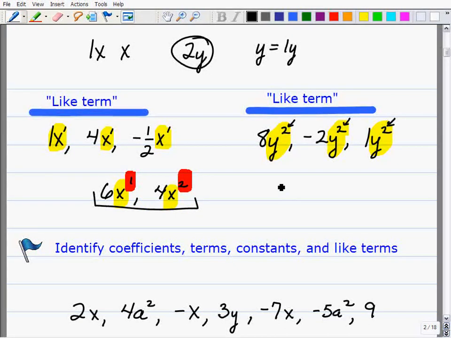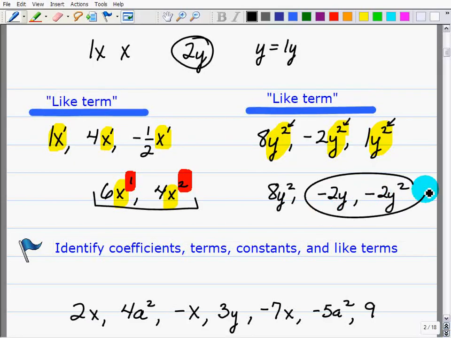Let's look at one more example. Let's say we have 8y squared up here. What if I had negative 2y? Okay, so this is y squared, this is y to the first power. They're close, but close doesn't cut it here when we're talking about like terms. Okay, let's do one more example. What if I had negative 2y and negative 2y squared? Now these look really similar, very much alike. They both have a negative 2, they both have y, but guess what? Still, they're not like terms because the focus here on like terms is they must have the exact same variable to the exact same power. Okay, we're not looking at the coefficients.